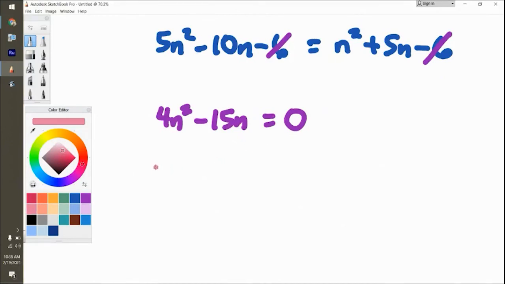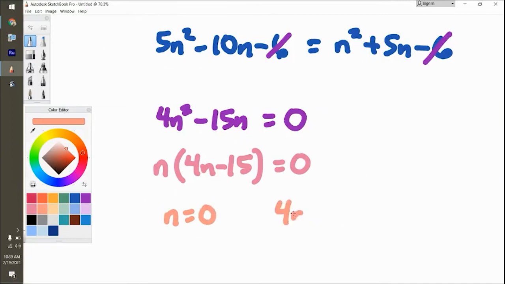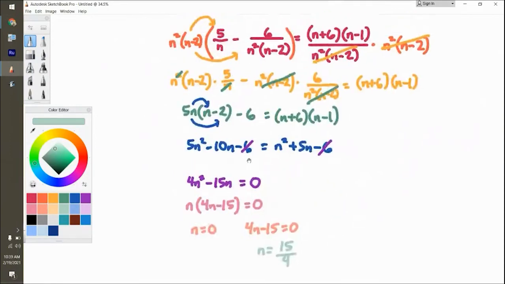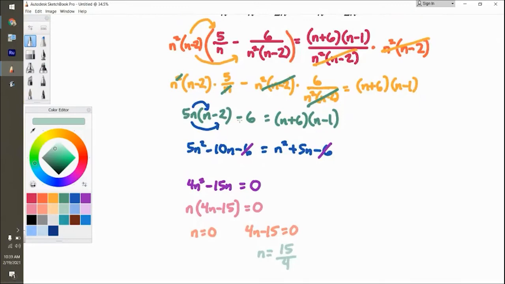To solve this, you have to factor. So I'm going to factor out an n, and you get n times 4n minus 15 is equal to 0. Okay, let's solve this out. We have n equals 0, and 4n minus 15 equals 0. So for the other one, if you add 15 to the other side, divide by 4, you should get 15 over 4. So you have two answers here, but I chose this problem to illustrate a point, okay? n is equal to 0, n is equal to 15/4.